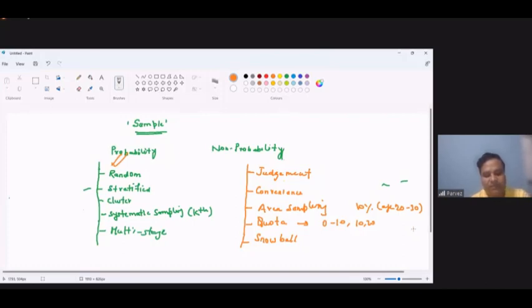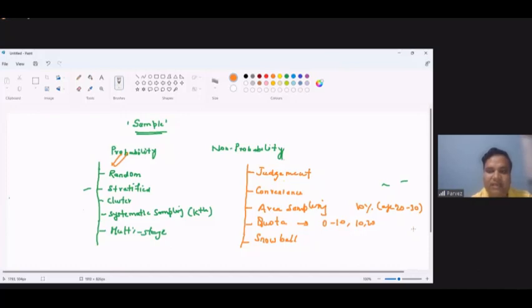Sir, can you repeat cluster and judgment? Judgment means completely based on your judgment, based on your experience. Everybody's experience will be different. I have felt, no, I'm more comfortable with kids. For example, I'm more comfortable with the age group between 15 to 20. So who will be my sample? The age group of 15 to 20.